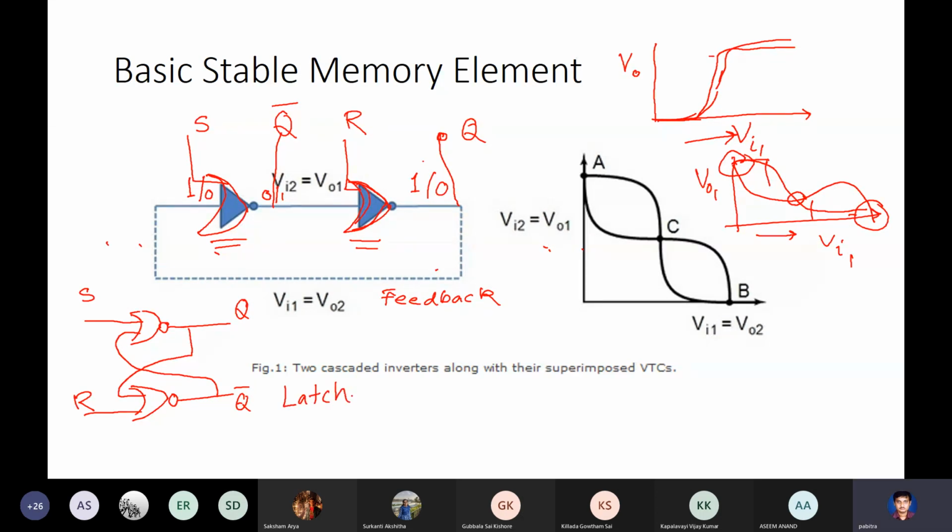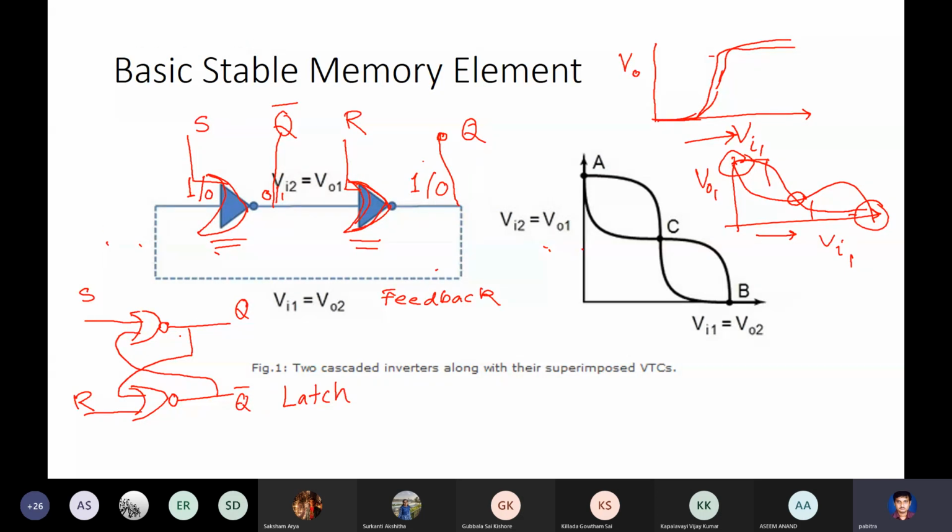It's called a latch because of this cross connection kind of thing. Now let us see what happens. Suppose, okay, I'll draw the circuit in more detail. We'll see that it is actually easy to analyze.